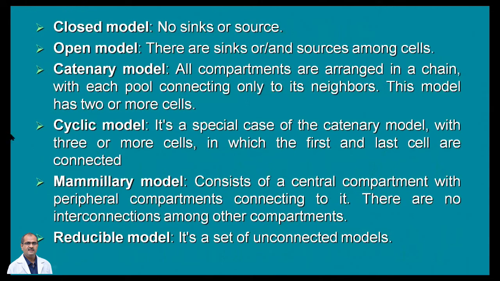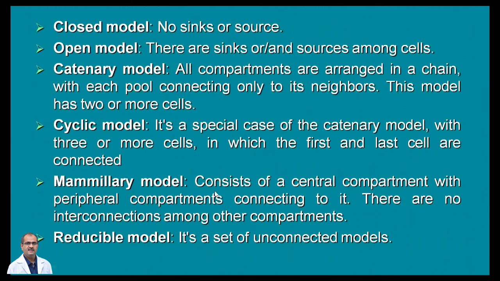What is a closed model? No sinks or sources. Closed model means there are no sinks, bone or anything. Whereas in the open model, there are a lot of sinks and sources among the cells. Quaternary model: all compartments are arranged in a chain with each pool connecting only to its neighbors. This model has 2 or more cells, already it is explained. And cyclic model is a special case of the quaternary model with 3 or more cells in which the first and last cell are connected.